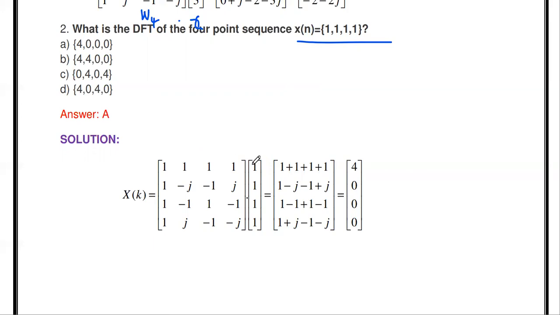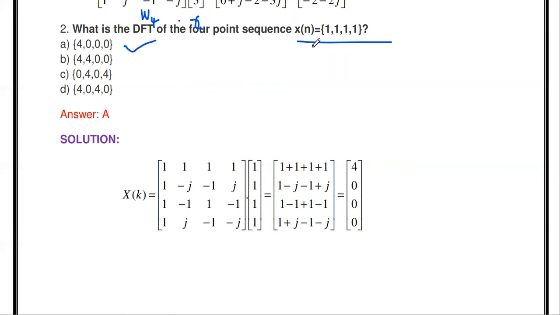So the first row multiplied with this element, we will get the answer is 4. Similarly, the second row multiplied with this element, we will get 0. Similarly, the third row multiplied with this element, we will get again 0. The fourth answer is also 0. So the answer for this sequence, 4 ones, is 4, 0, 0, 0. So A is the correct answer.